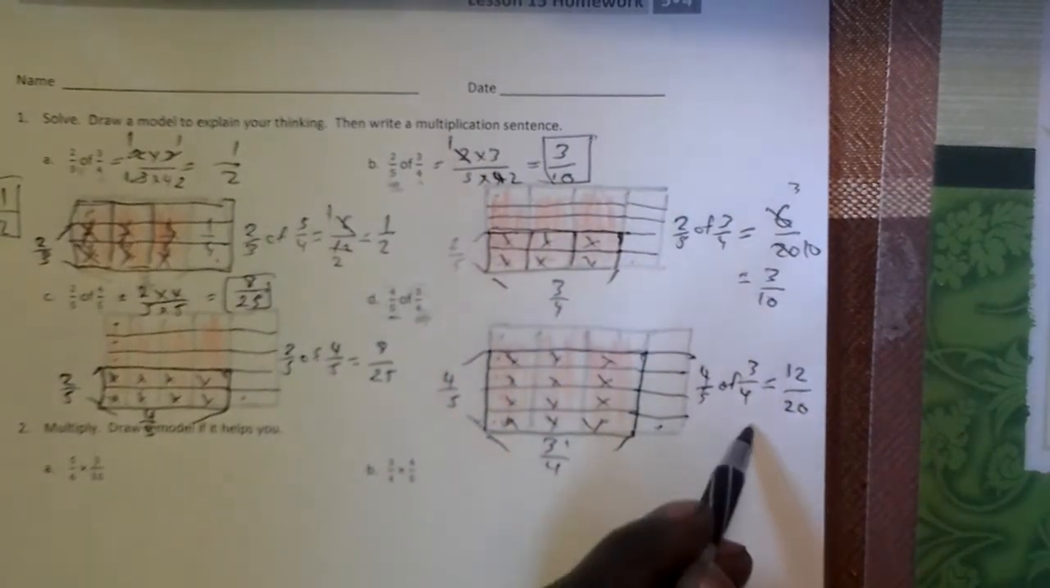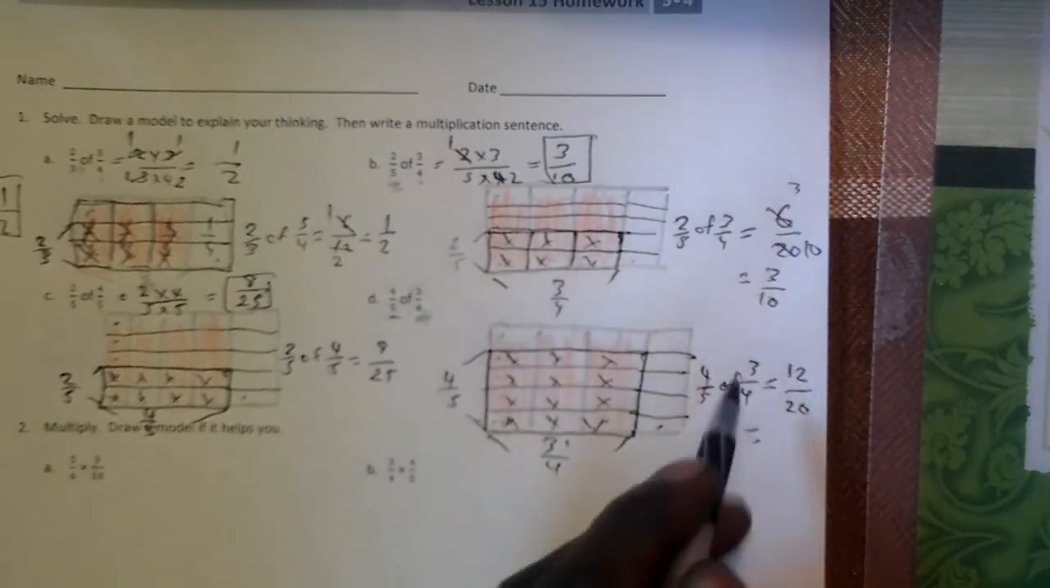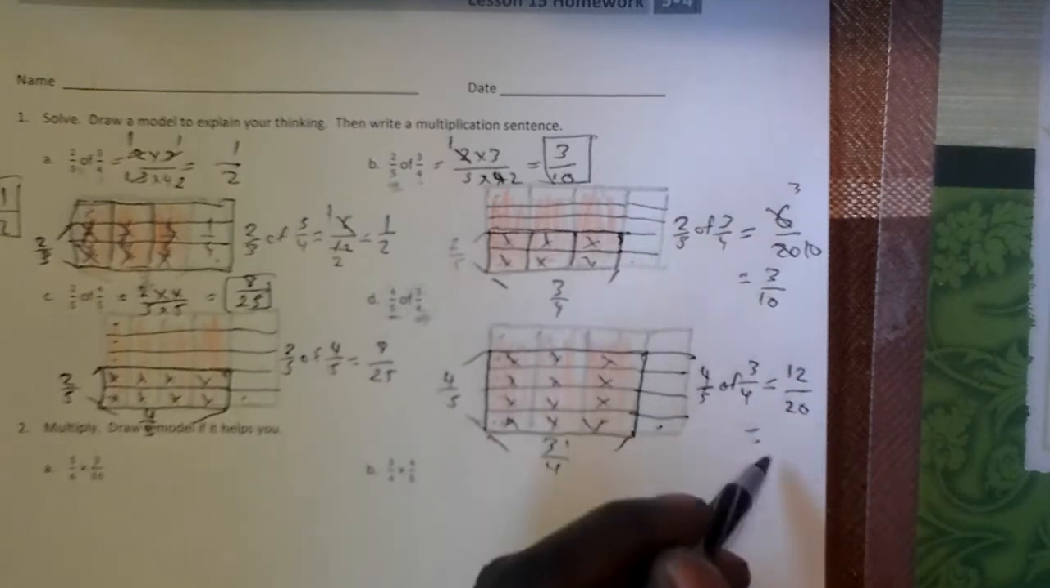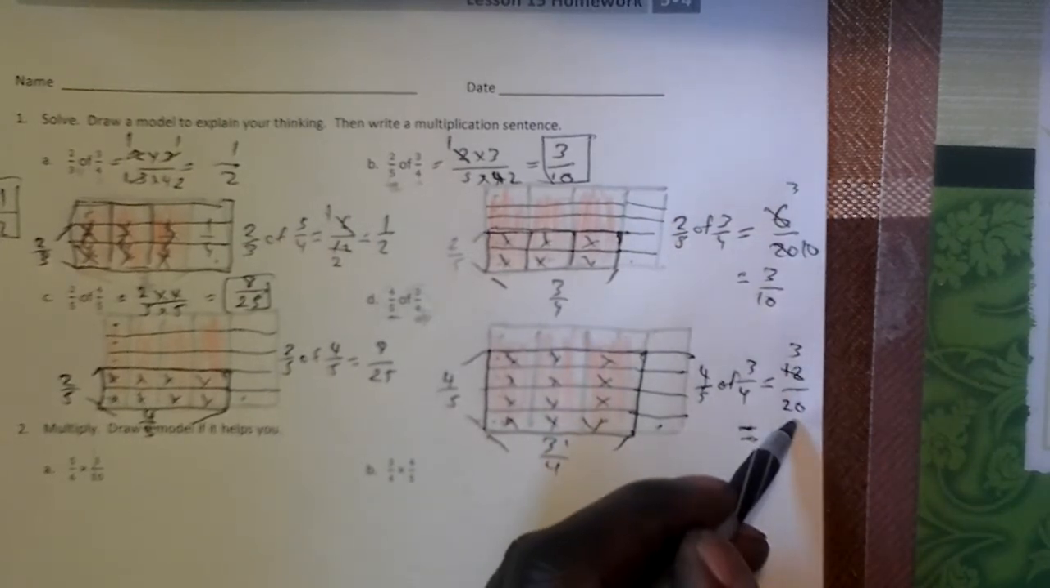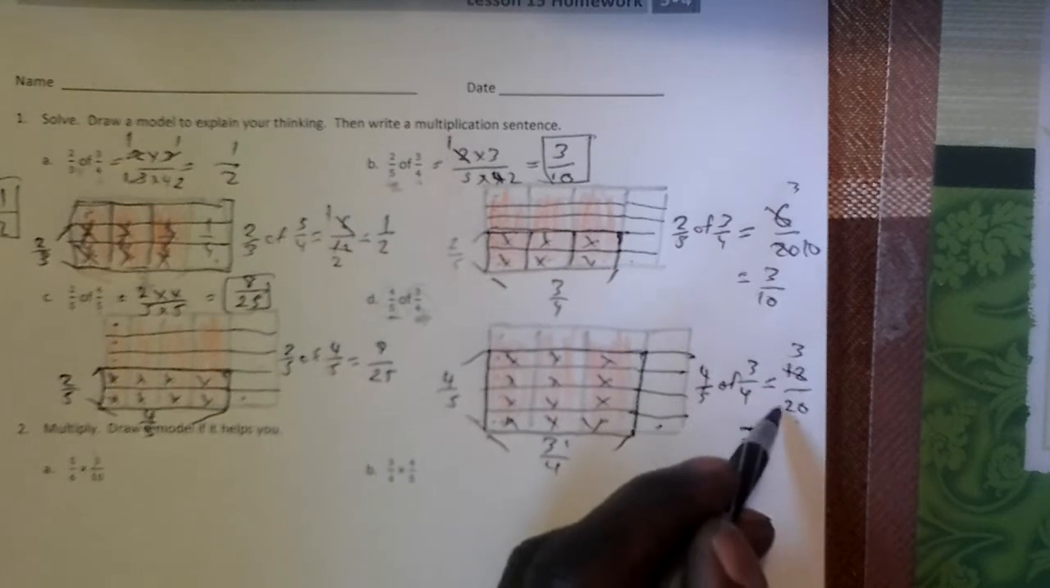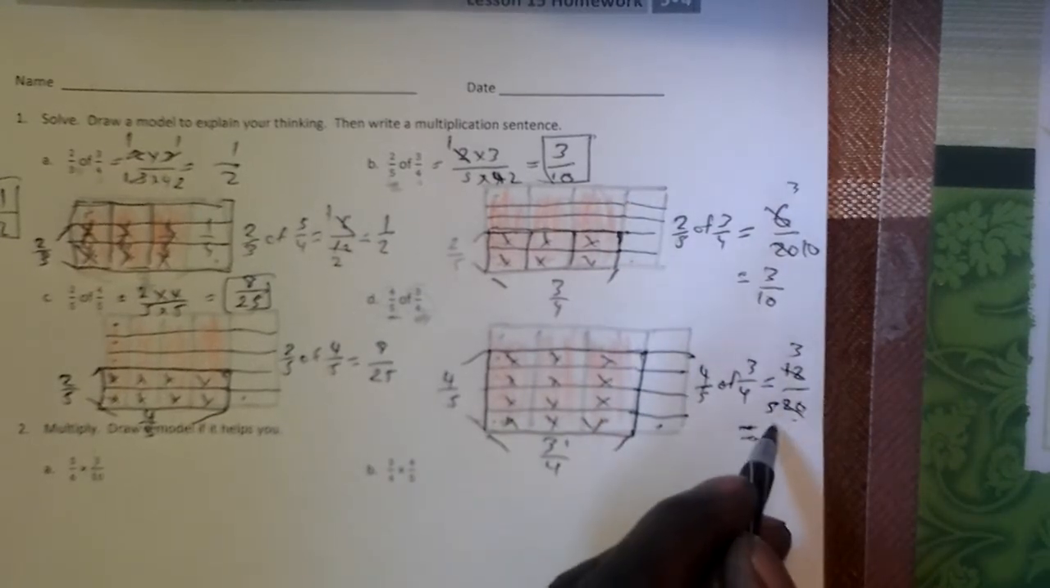Now, can we reduce? Yes, what number goes into both? Well, we know that 4 goes into both, right? So 12 divided by 4 is 3. And 20 divided by 4 is 5. So we have 3/5, okay? Is our answer.